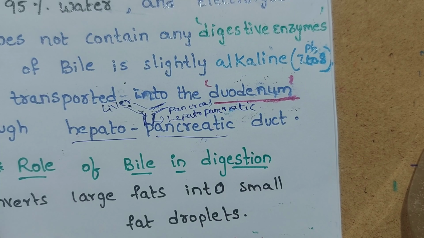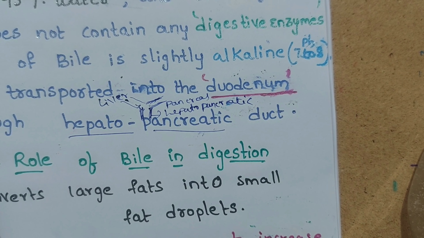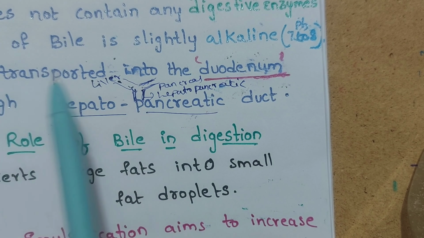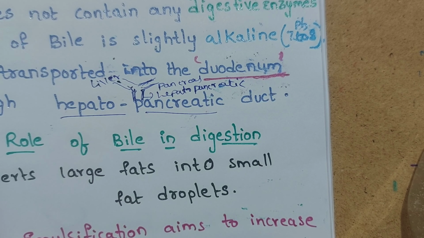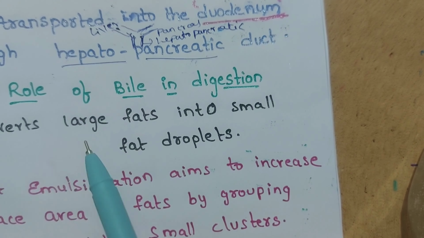When bile juice is needed for digestion, or when there is a need to break down fats in the small intestine, fat emulsification takes place. When we take food, that food passes through our alimentary canal, and from the stomach it goes into the small intestine. When food enters the small intestine, this bile is transported into the duodenum through the hepatopancreatic duct.